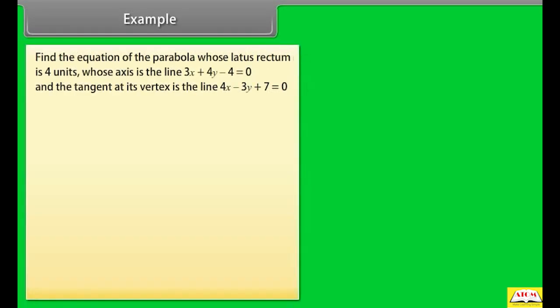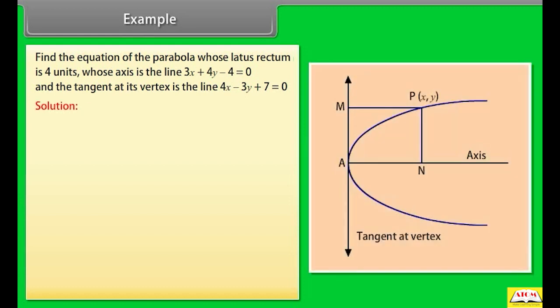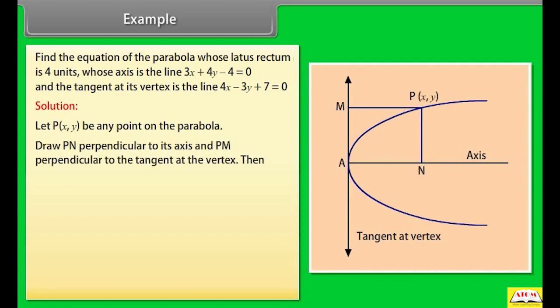Example: find the equation of the parabola whose latus rectum is 4 units, whose axis is the line 3x plus 4y minus 4 is equal to 0, and the tangent at its vertex is the line 4x minus 3y plus 7 is equal to 0. Solution: let P(x, y) be any point on the parabola, drawn PN perpendicular to its axis and PM perpendicular to the tangent at the vertex. Then PN square is equal to latus rectum into PM.